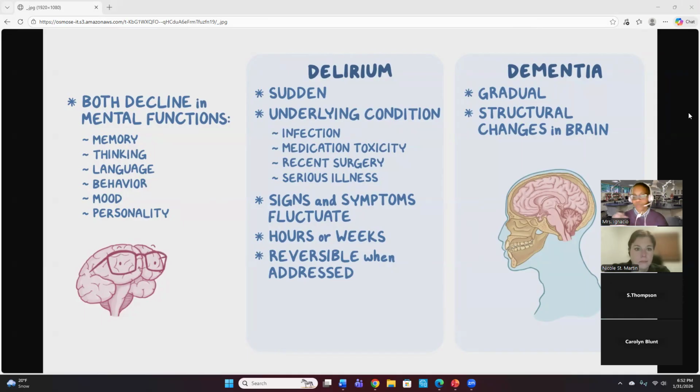Okay, dementia is progressive, it's gradual, right? But the patient will not be restored to their previous condition. So you could have test questions about the dementia patient. The family may say, when is grandma going to come back home? When is grandma going to remember me? Well, unfortunately, grandma's not going to remember you, right? So there's actual changes in the brain.